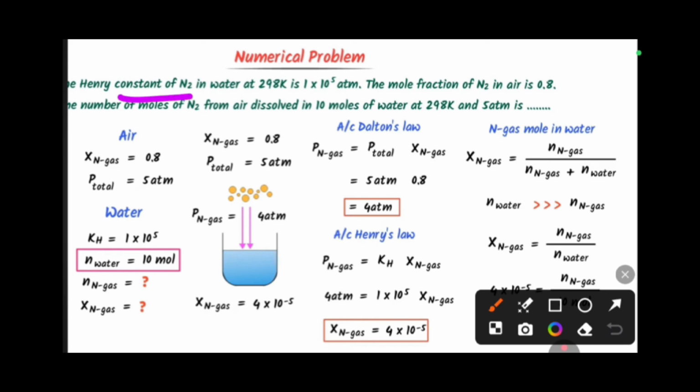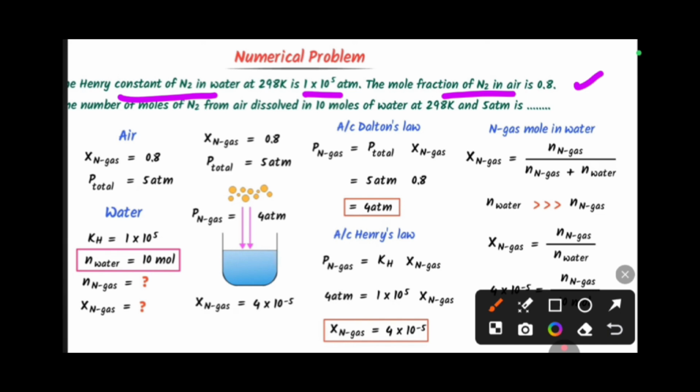Here the Henry constant for nitrogen in water is given as 1.10 raised to power 5 atmosphere. Mole fraction of nitrogen in air. Nitrogen is a gas, and air is also a gas. It means it is according to Dalton's law, because in Dalton's law we are taking a mixture of gas in gas.